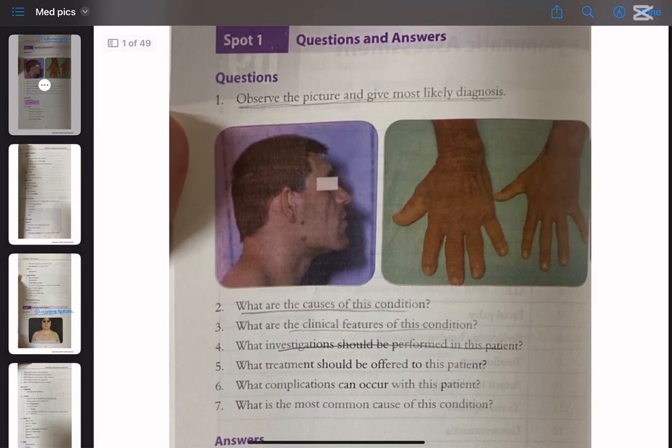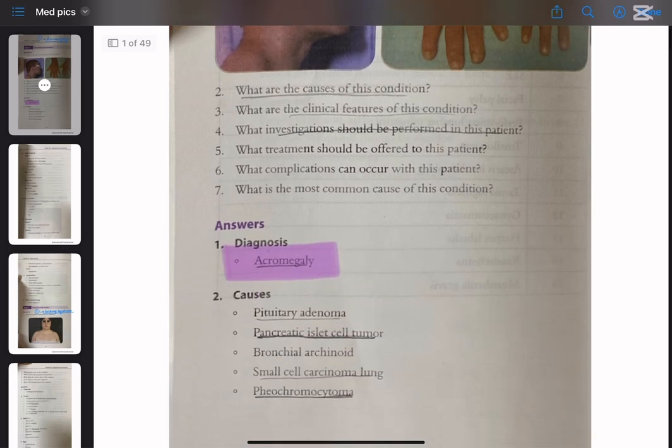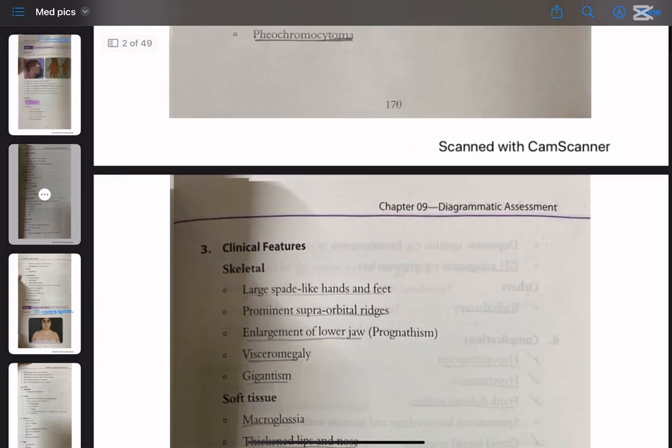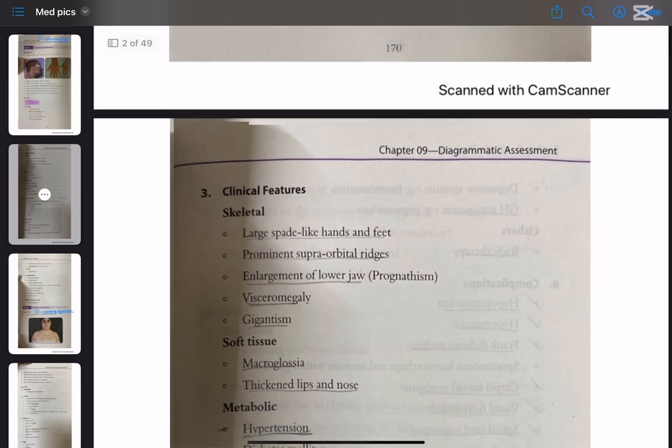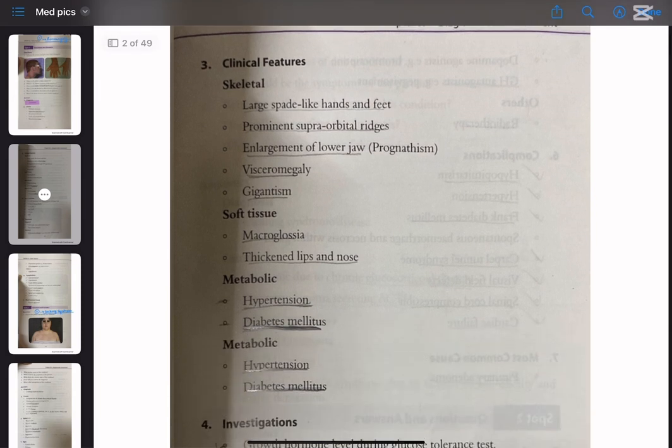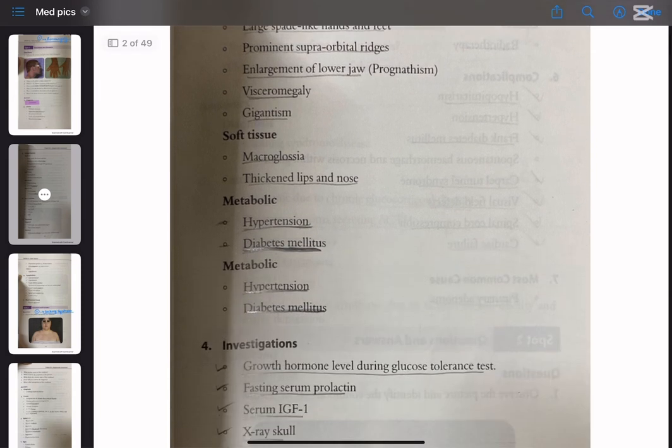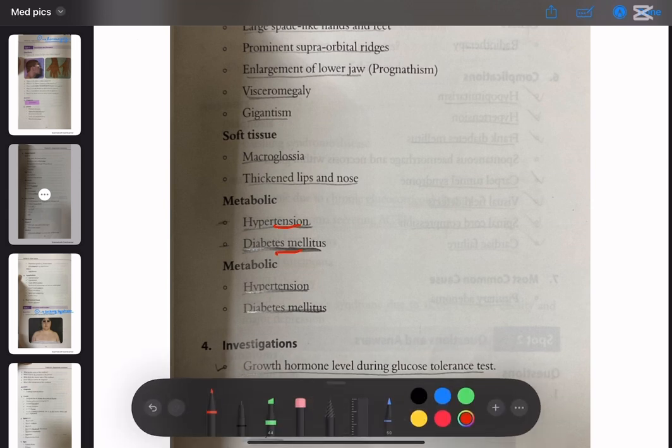Then what are the clinical features of this condition? So these are skeletal features, which are large spade-like hands and feet, prominent supraorbital ridges, enlargement of the lower jaw, visceromegaly, and gigantism. In the soft tissues, these are macroglossia, thickened lips and nose. The metabolic features are hypertension and diabetes mellitus.